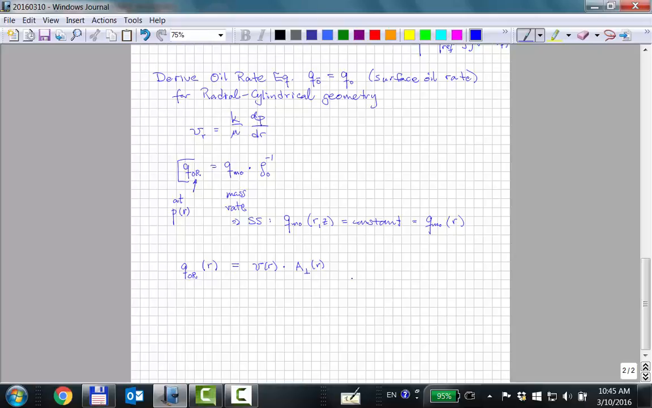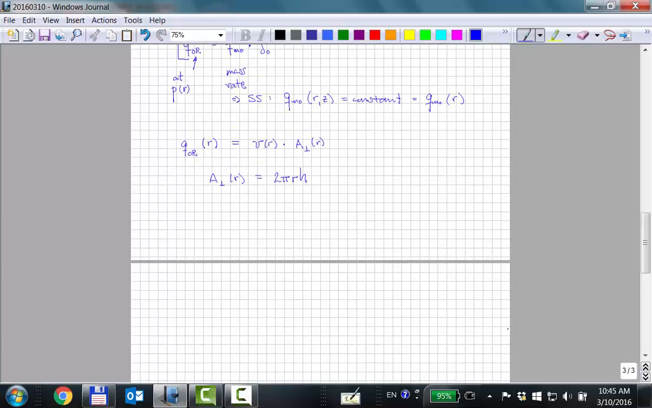So that's kind of the second step. What is the area perpendicular to flow? 2 pi r. There we go. We need an extra dimension, h. So that's the area perpendicular to flow at the radius r. So here we're going to use our Darcy equation. This is just a simple transformation using the area.